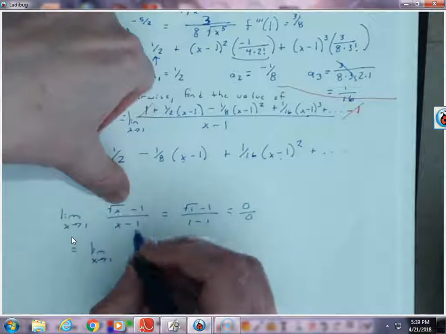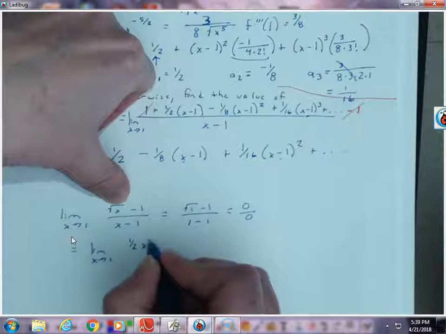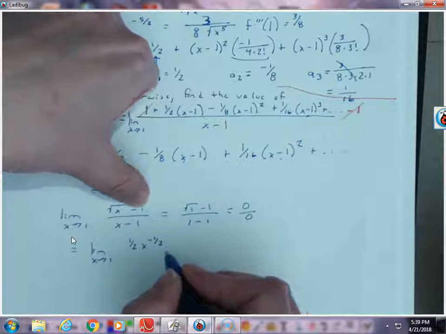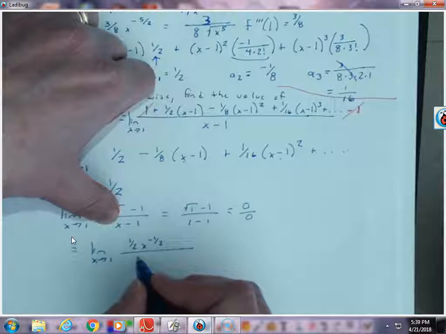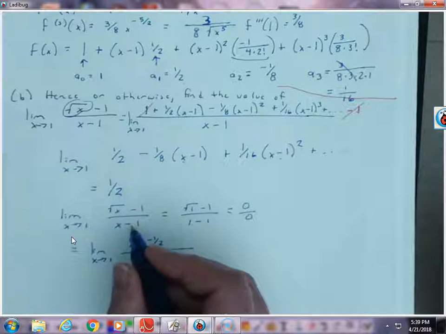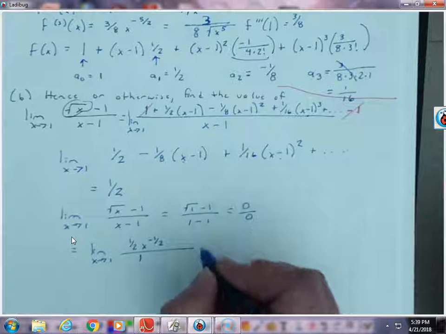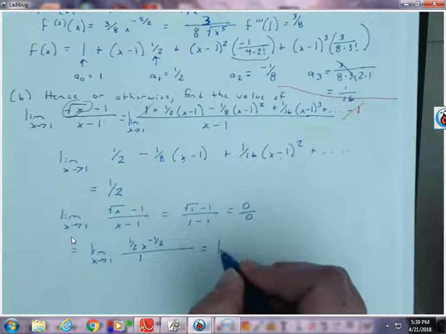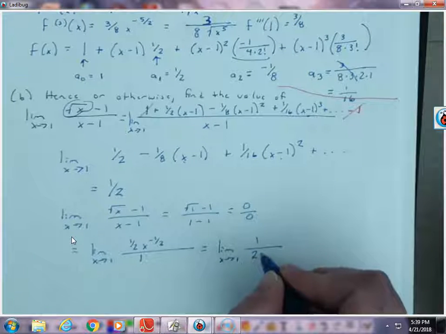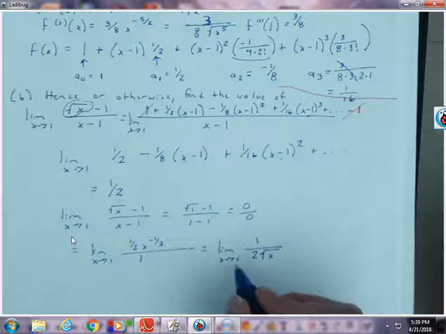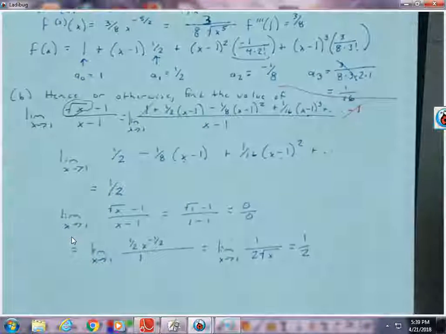So this little guy right here is x to the 1/2. So if you took the derivative, it'd be 1/2 x to the negative 1/2, minus the derivative of 1, which is just 0. In the denominator, the derivative of x is just 1, and minus the derivative of 1, which is just 0. So now this would just be equal to the limit as x approaches 1 of 1 over 2 square root of x. And if you substitute 1 in right there, you would still get 1/2. So either method is fine.